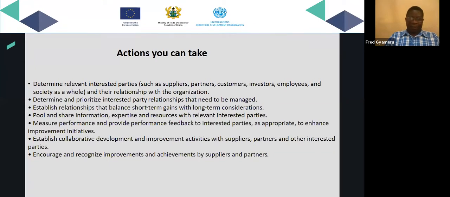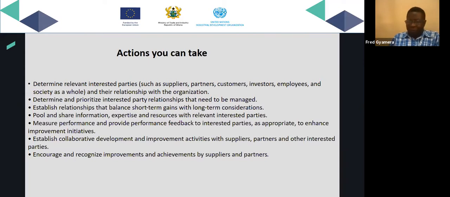Several things to do. First and foremost, you should be able to determine your interested parties. I've mentioned a few examples here. If you don't know them, you are in big trouble. And ISO will help you do the identification. Establish the priorities and the relationship, and then pool and share information so that they'll tell you that, look, the pineapple market in Asia is not good enough, so don't go there, go to Europe. You are sharing information with your interested parties.